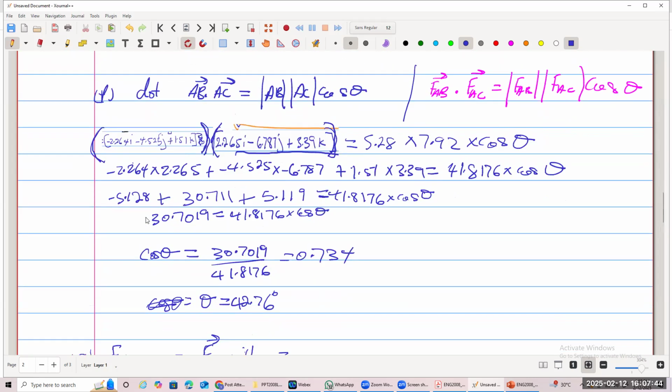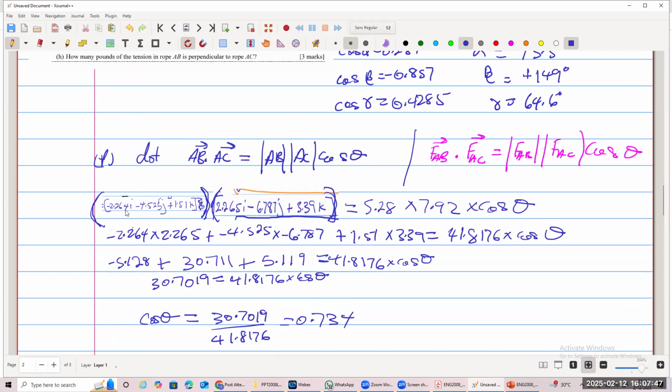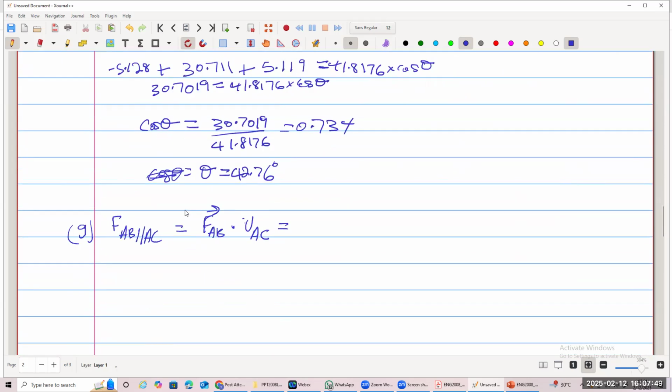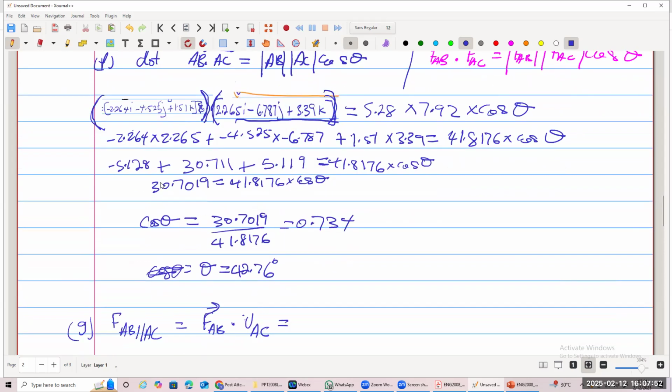So what was the force AB again? AB was this quantity here. Remember, it is the Cartesian form: minus 2.264 i, minus 4.525 j, plus 1.51 k, right, times what was the unit vector again along AC?